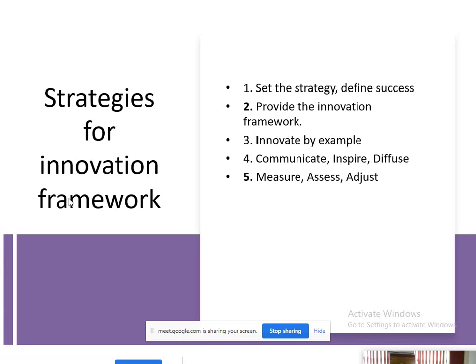That means whatever you do, you must check yourself. Just like we have examinations, we organize some exams for the students and all. Like here also, whatever innovative things we do, we must measure where we are and what we need to do for improvement. Okay, so these things come under measure, assess, and then adjust.